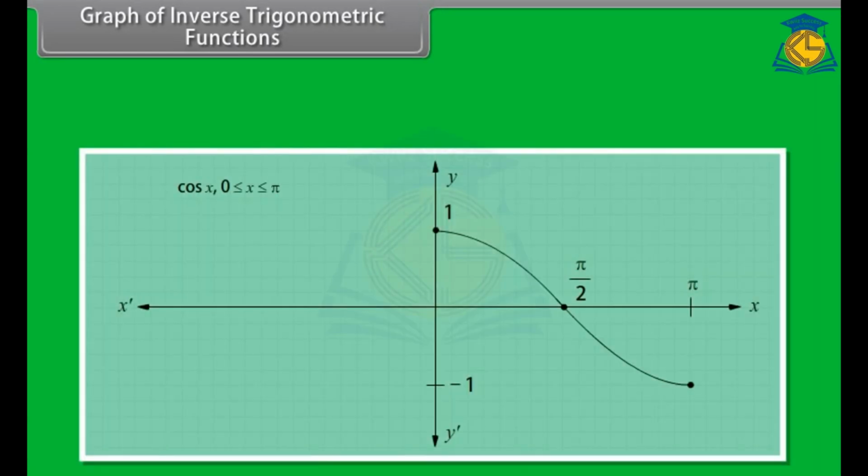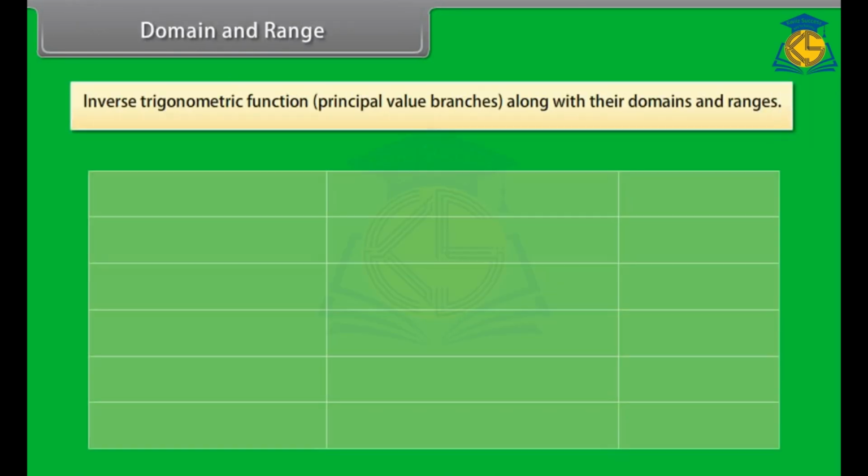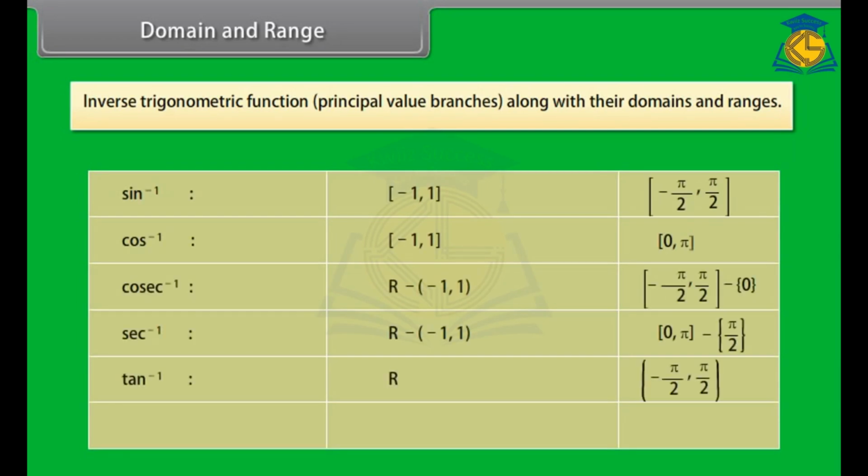The derivations of the graphs of arc cos x and arc tan x are similar to that of arc sin x. In both instances, intervals must be restricted. For arc cos x, we use the [0, π] piece. On this restricted domain, arc cos x or cos inverse x exists. Domain and range: look at this table now. It gives the inverse trigonometric function principal value branches along with their domains and ranges.